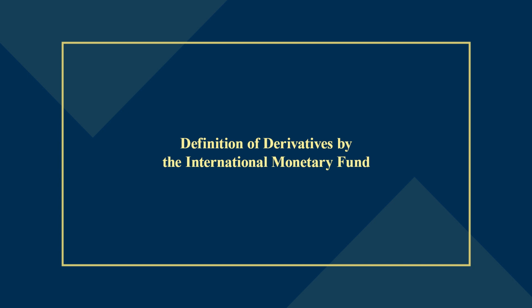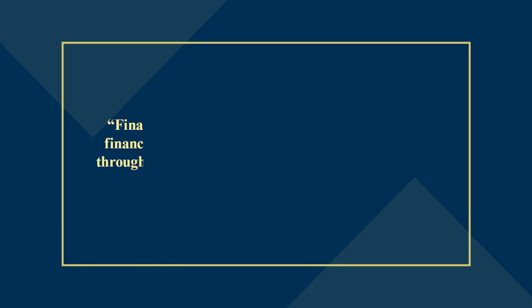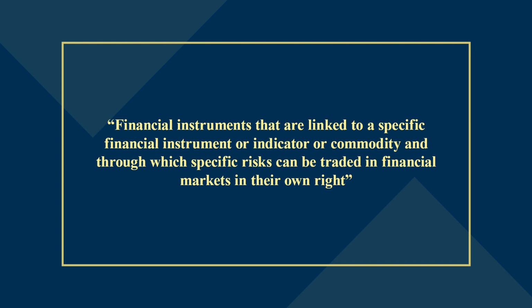Definition of derivatives by the International Monetary Fund. The International Monetary Fund defines derivatives as financial instruments that are linked to a specific financial instrument or indicator or commodity, and through which specific risks can be traded in financial markets in their own right. The value of a financial derivative derives from the price of an underlying item such as an asset or an index. Unlike debt securities, no principal is advanced to be repaid and no investment income accrues.